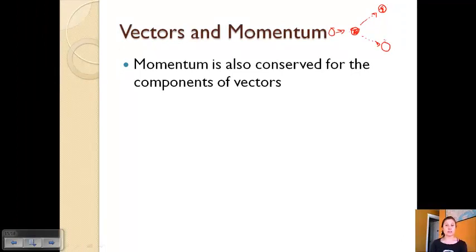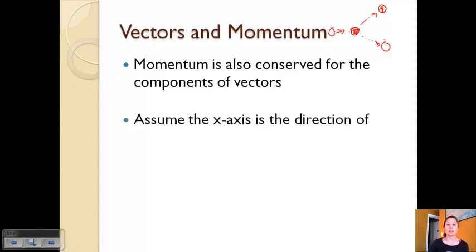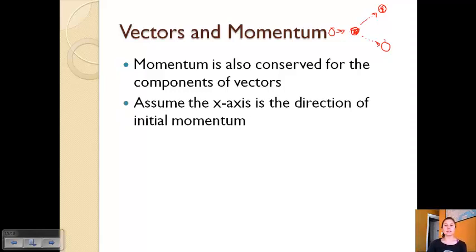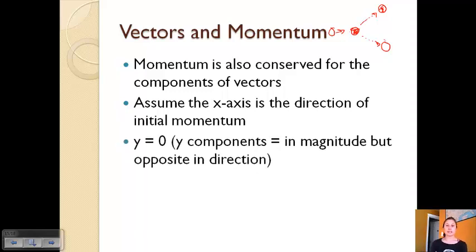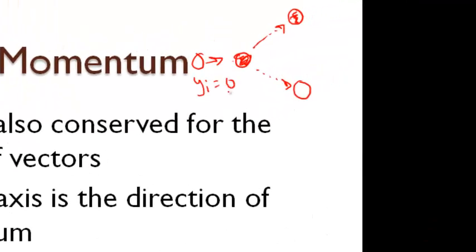Well, momentum is still conserved even for components of vectors. And so we're going to assume that the x-axis is the direction of initial momentum. That just makes things easier. It's kind of like when we had free body diagrams and we had things at angles, we turned it so that it was sitting flat, and that just makes things a little more simple. So if we say that the x-axis is the direction of initial momentum, then the y component of that is going to be 0. And so if we look at before the collision, we only have motion in the x direction, and so we'd say y initial is going to be 0.